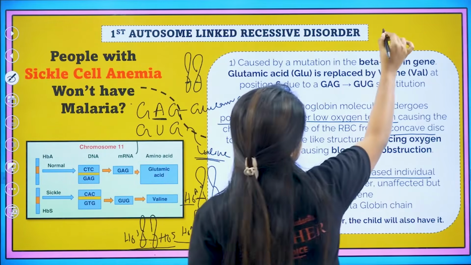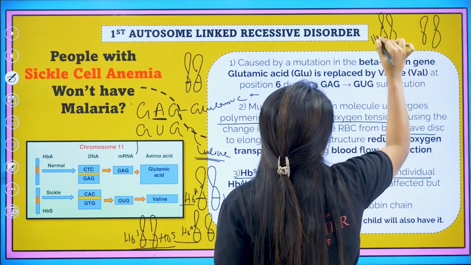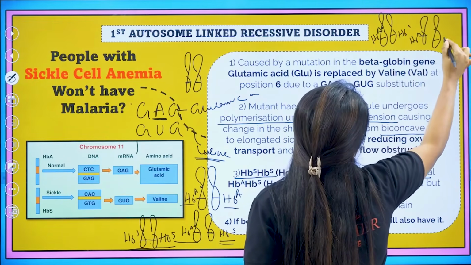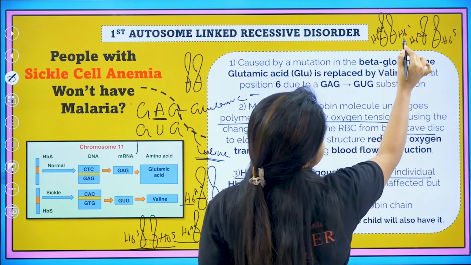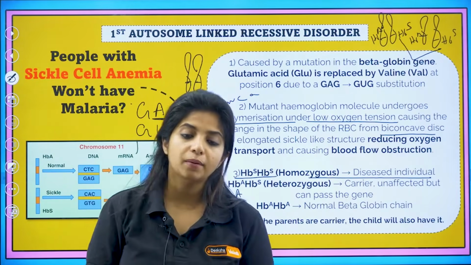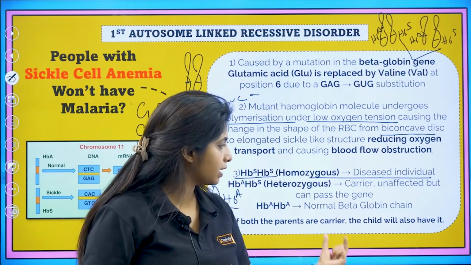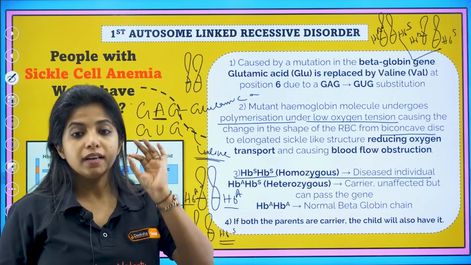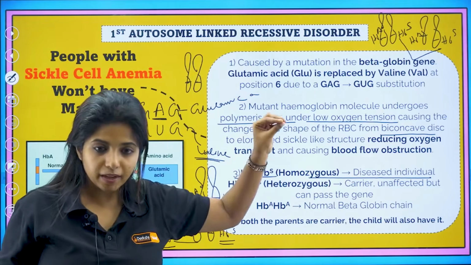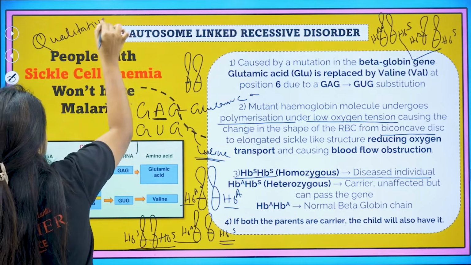So suppose they are carriers, HBA and HBS, similarly HBA and HBS. This S and this S, by chance, come together in some offspring, my dear children, that person would have the disease. That is why it is said if both parents are carriers, the child can also have it. Remember, sickle cell anemia is an autosome-linked recessive disorder, and it is a qualitative blood disorder.